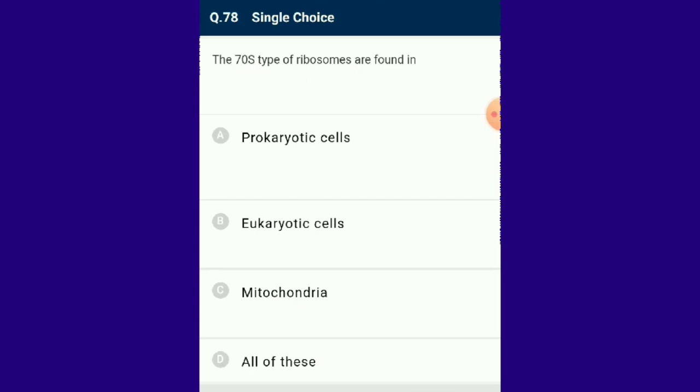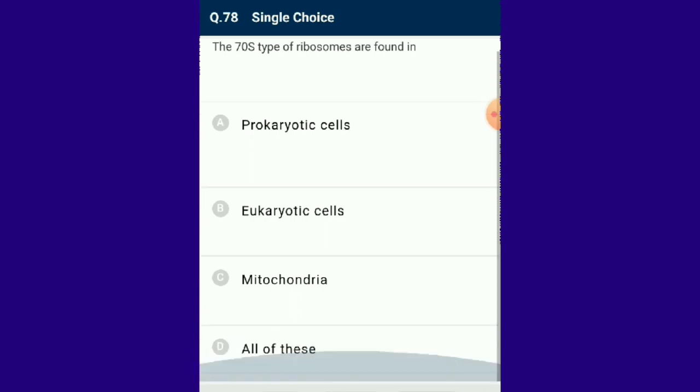Question number 78. The 70S type of ribosomes are found in. The 70S type of ribosomes are found in prokaryotic cells. Even in eukaryotic cells, chloroplast contain 70S type of ribosomes. Mitochondria also contain 70S type of ribosomes. So the answer for this question is option D, all of these.